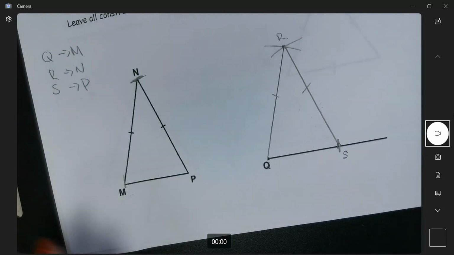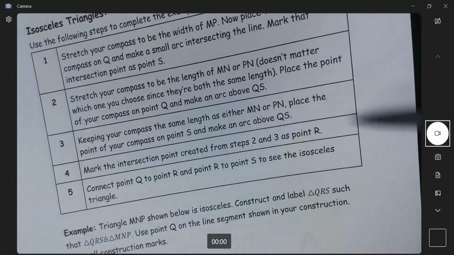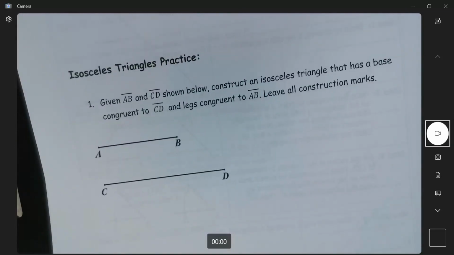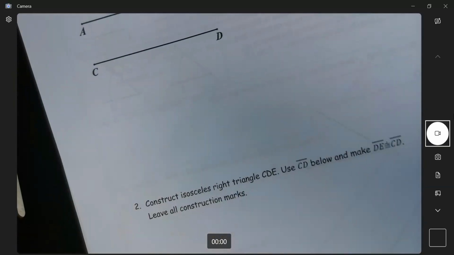Okay. And all those steps, like I said, are up here, and you have some practice questions here that you guys can try on the other side of the page. But I am actually going to scoot this back up.